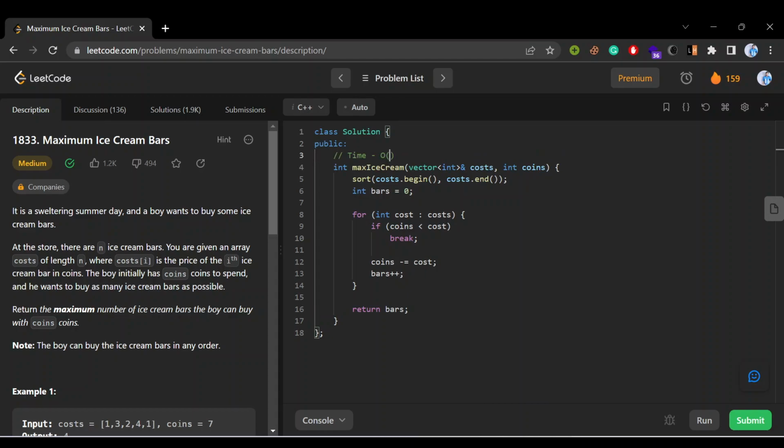So the time complexity for this one will be n multiplied by log of n, right? So n into log n. Why? Because the sort function will be order of n multiplied by log n, and this is a linear function, so this will be order of n, right?